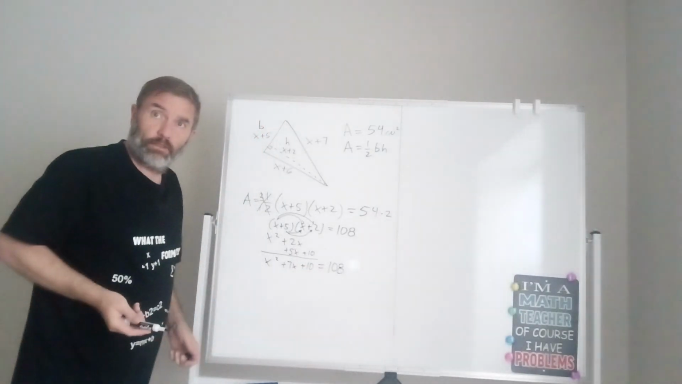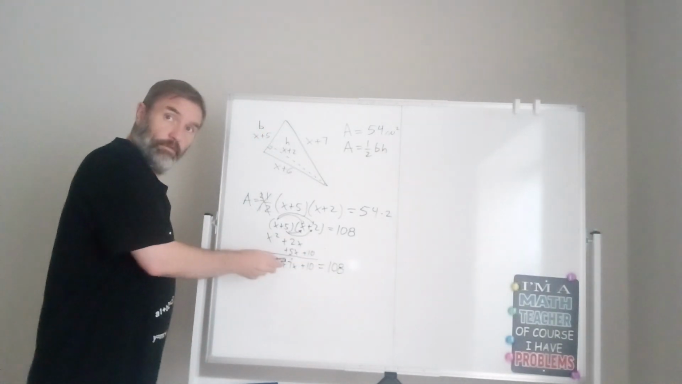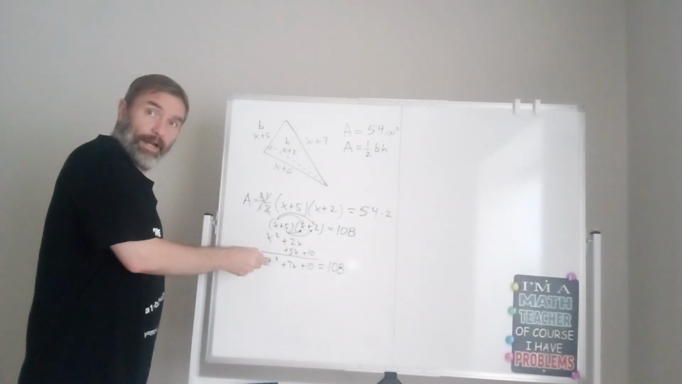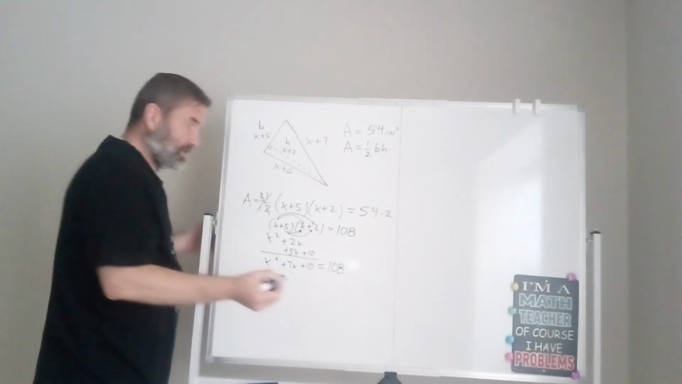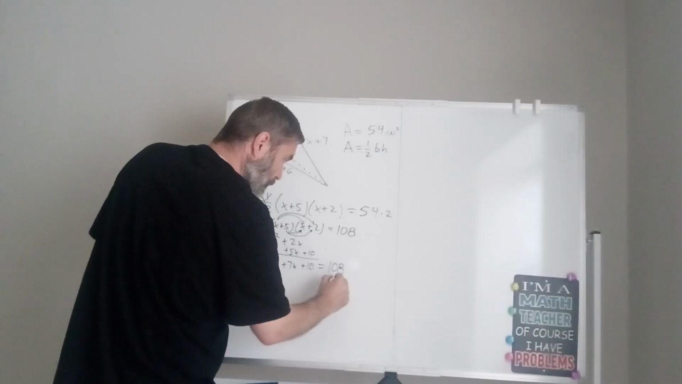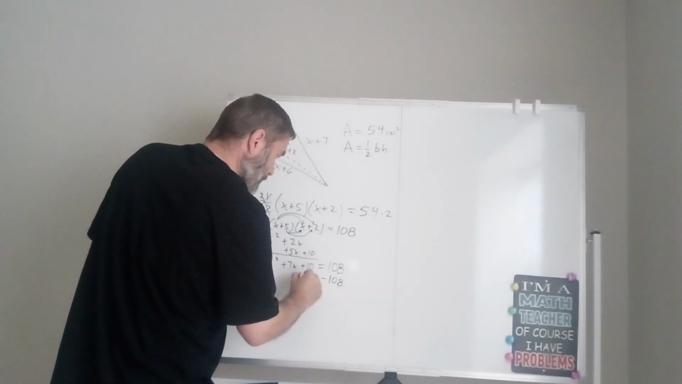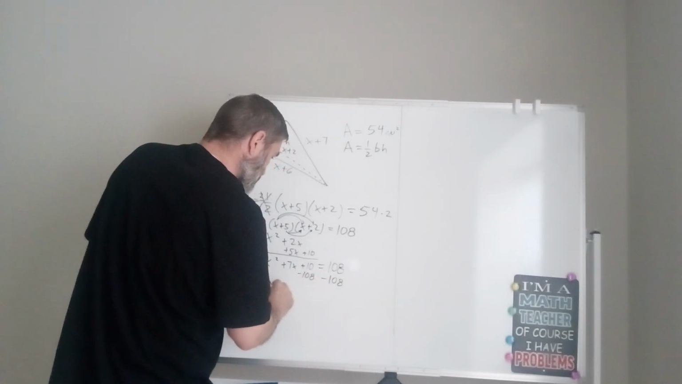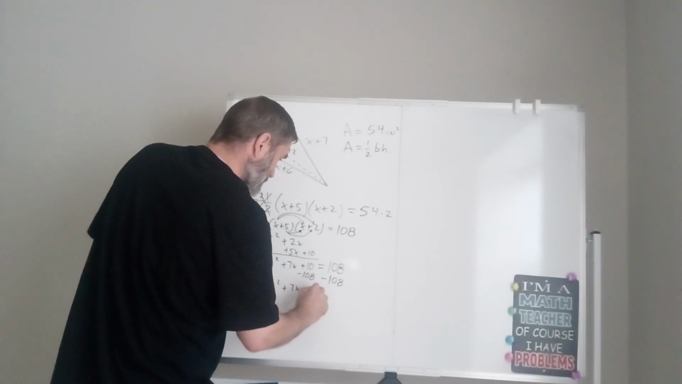Now, unlike linear equations, where I just want to try to get the variables on one side and the numbers on the other, with quadratics, I want everything on the same side. So I have to bring this 108 over, something a lot of students will sometimes miss. And that's going to give me x squared plus 7x minus 98 equals 0.